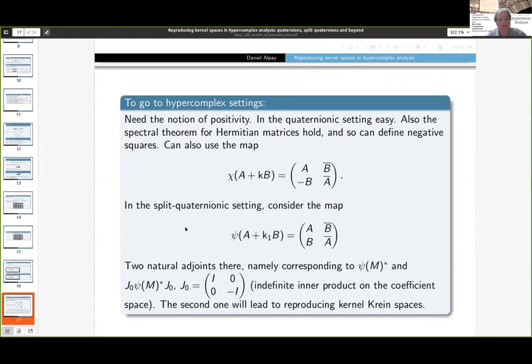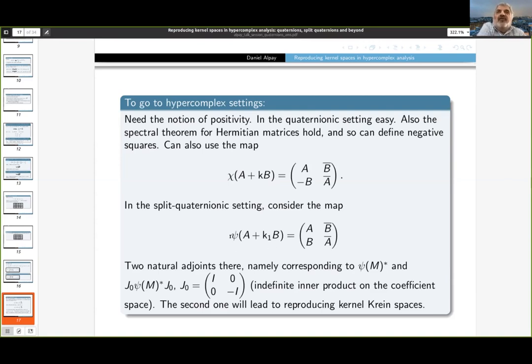Now, when you want to go to the hypercomplex setting in the problems I wanted to explain here, you need the notion of positivity. As I mentioned already, in the quaternionic setting, it is not really a problem because you have the spectral theorem for Hermitian matrices. But there is also this map. Here, A and B are matrices with complex entries, and it allows you to transfer the problems from quaternions or matrices with quaternionic entries to matrices with complex entries.